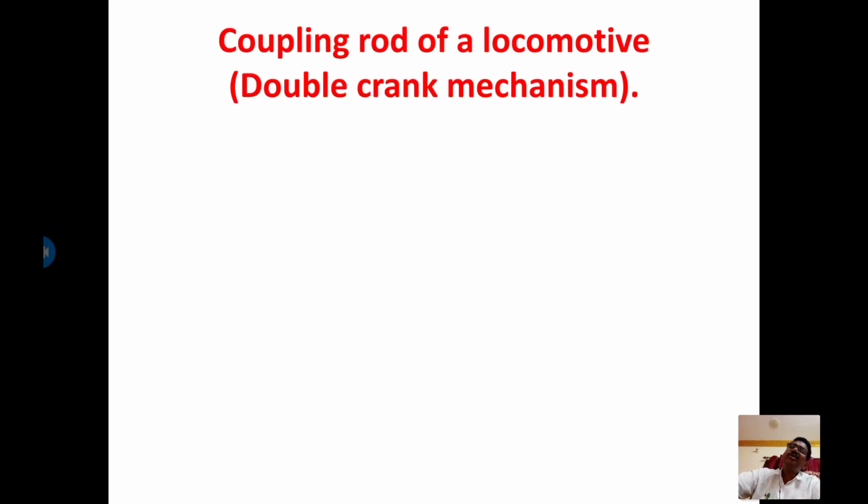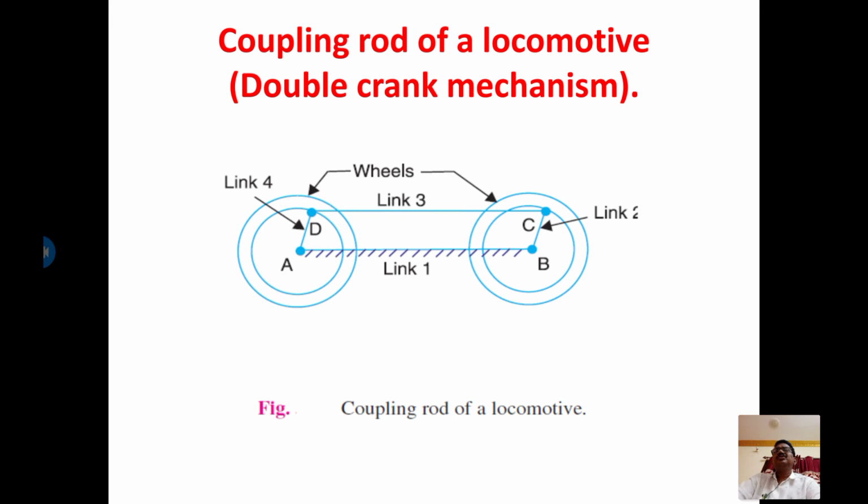Now coming to the coupling rod of a locomotive, or double crank mechanism. This is another inversion of the 4-bar chain. In this case, AB is the fixed link, and BC and AD are the two cranks, because these two make a complete revolution. CD is the coupler or connector between the two cranks. Links 2 and 4 are connected by means of link 3.